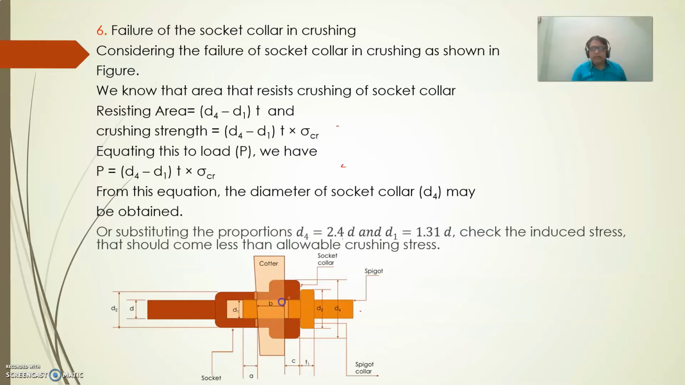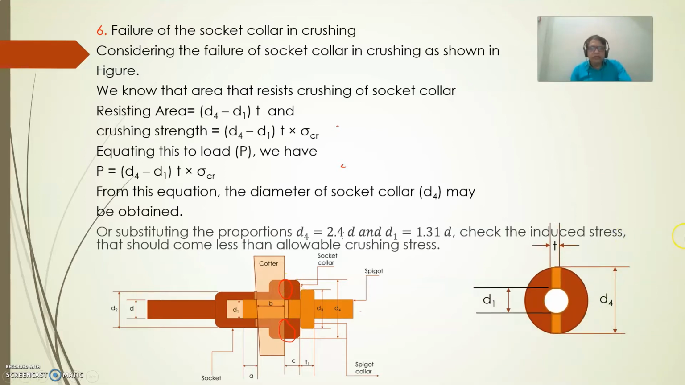This area, if I take it, the area it is in contact with this. So what will be that area? The quarter is in contact with the socket. Here, see here, it is also in contact with this, but this we have already taken, that is the socket spigot contact. So now the quarter is in contact with the socket collar, so the dimension is this.